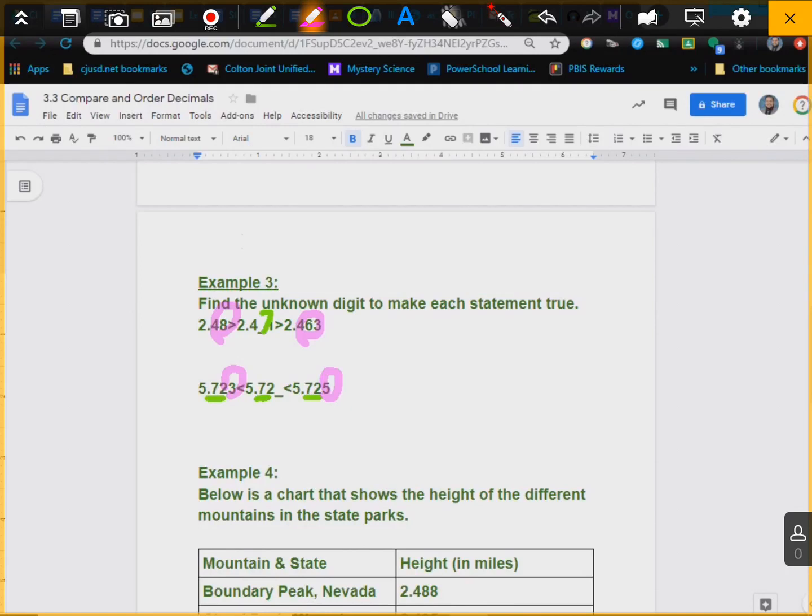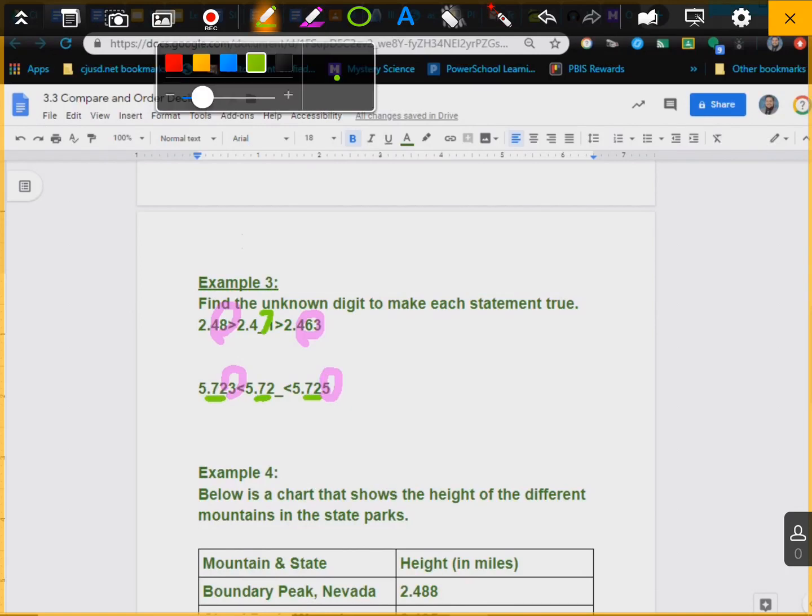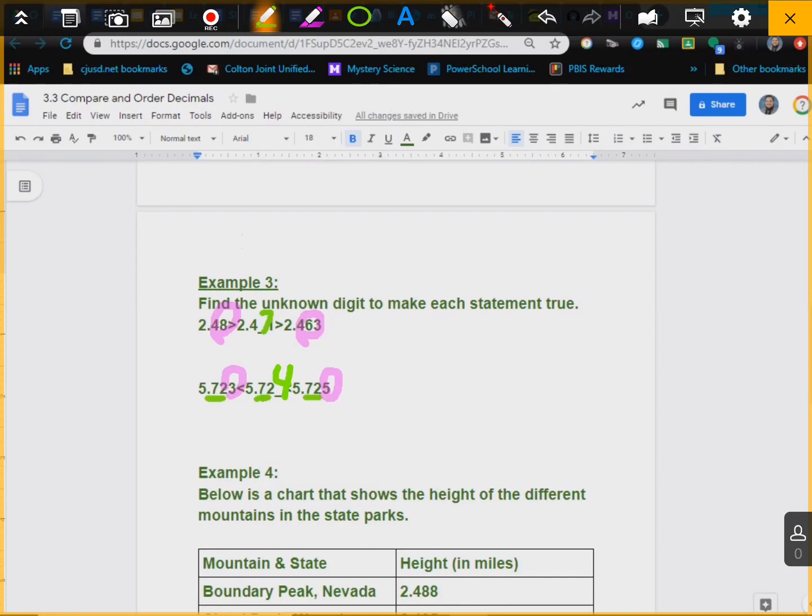5.723 is less than 5.72 blank, which is less than 5.725. Well, the only number I can think of that's greater than 3 and less than 5 is 4, and that is our answer. 5.723 is less than 5.724, which is less than 5.725. All right, very good, you guys. Let's go ahead and do the final example.